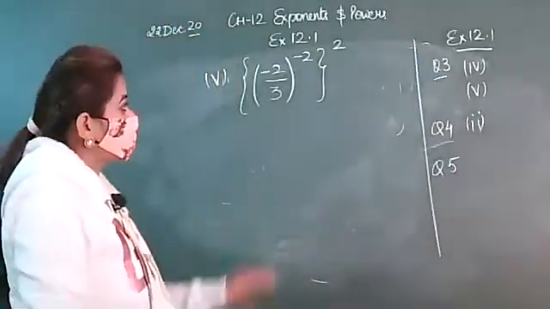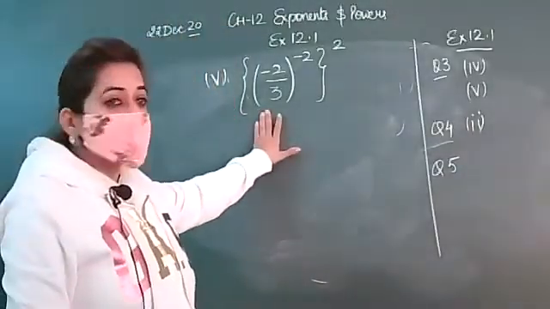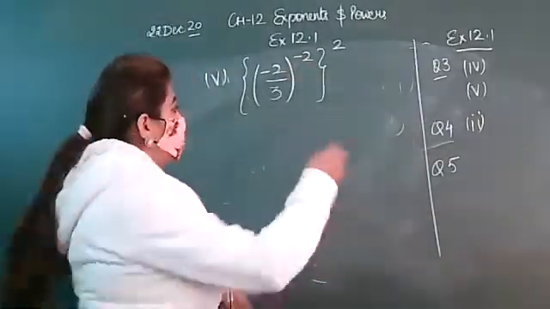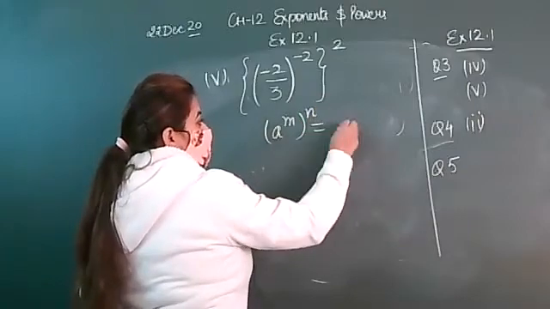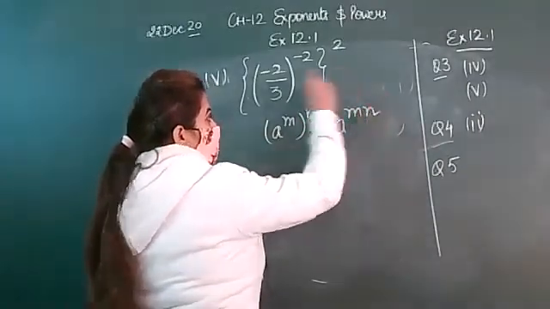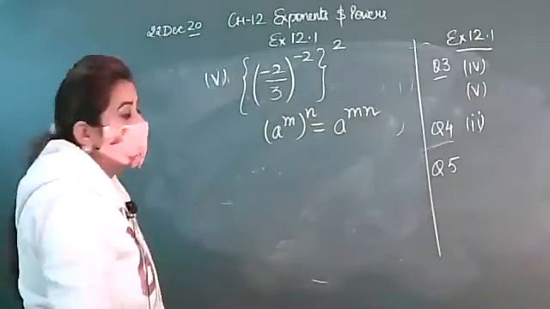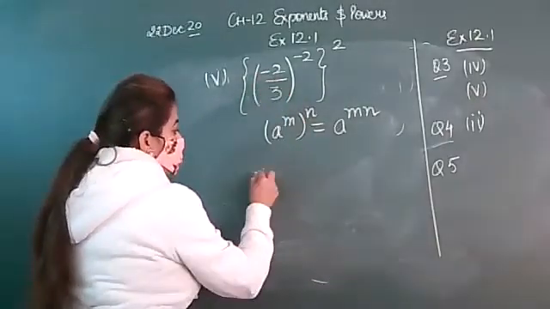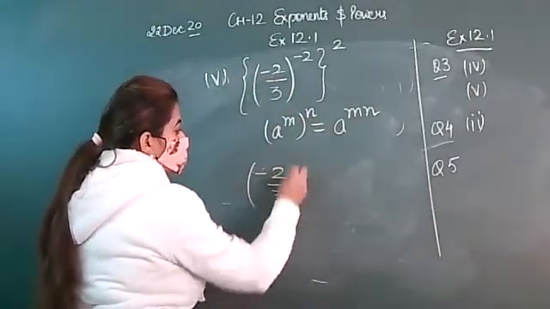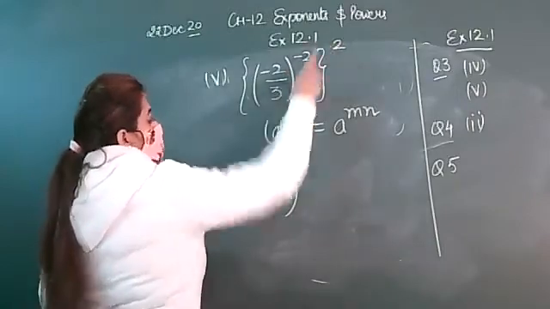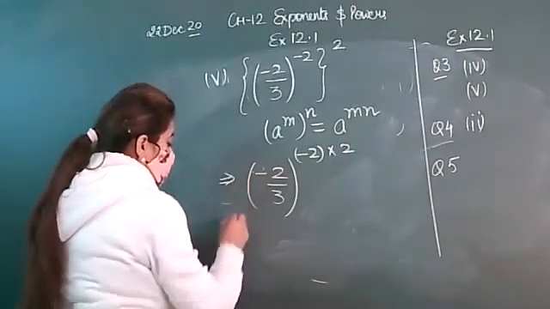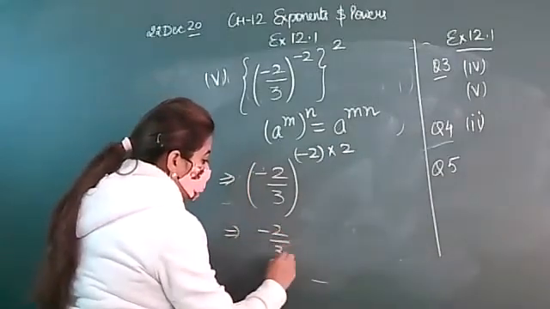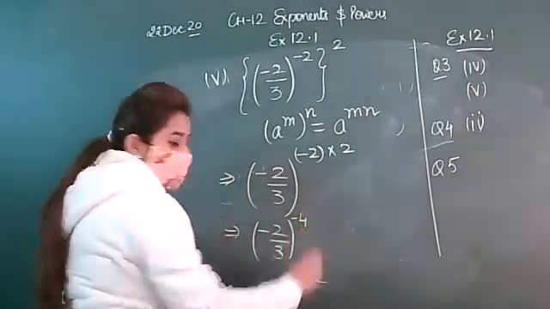Fifth part. But as you can see that two powers are given to you. So you will use the law a raised to power m whole raised to power n, that is a raised to power mn. So the powers will be multiplied. Now, this base will be written as it is because no change will be there. So multiply the power minus 2 into 2, that is minus 2 by 3 raised to power minus 4.